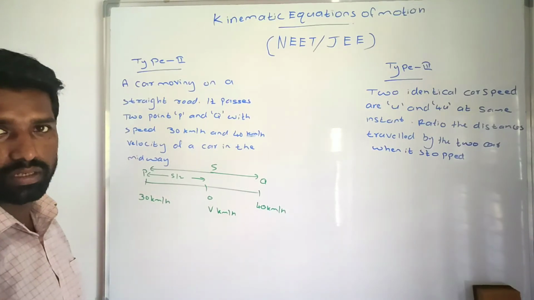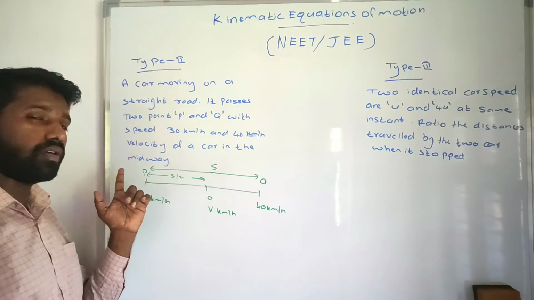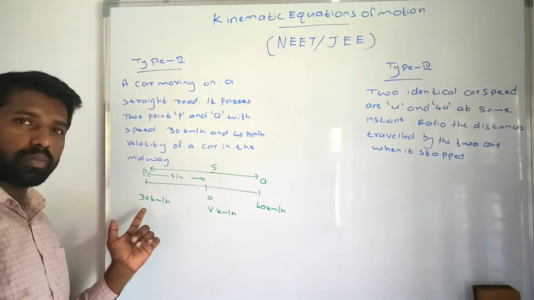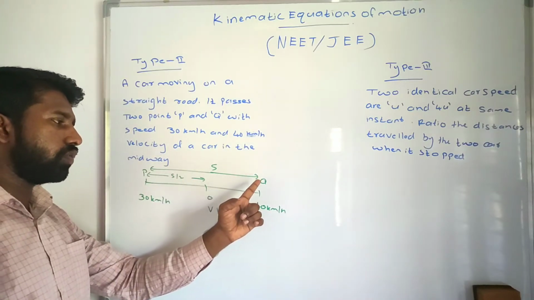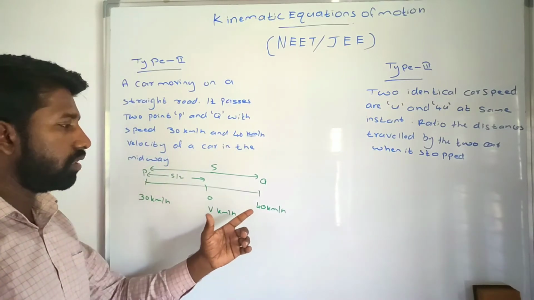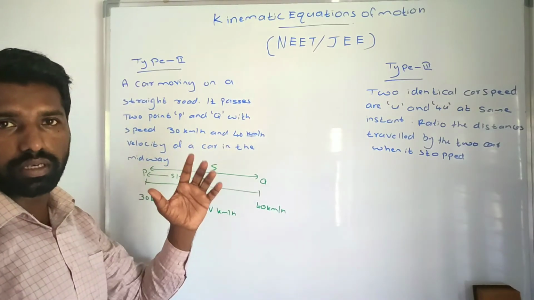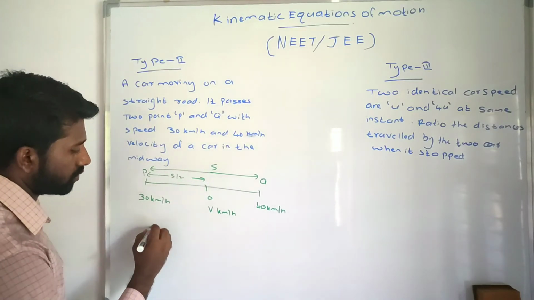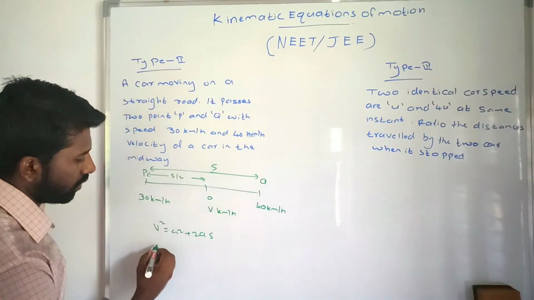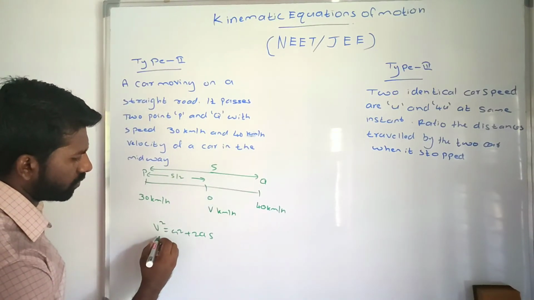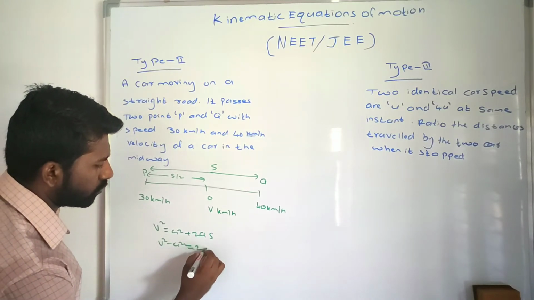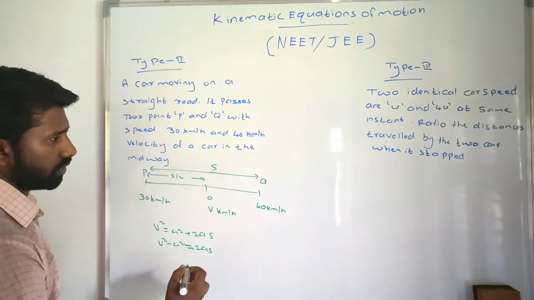First I will consider P and Q. At P, 30 km per hour is the initial velocity, and at Q, 40 km per hour is the final velocity. Based on that I will find the acceleration. You see this? V square is equal to U square plus 2AS. Clear? So V square minus U square is equal to 2AS. This I am using. What is the V square value?